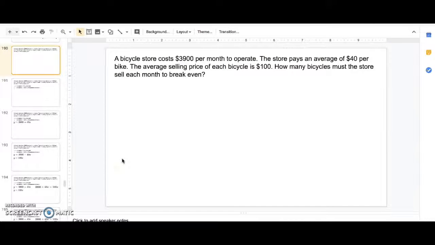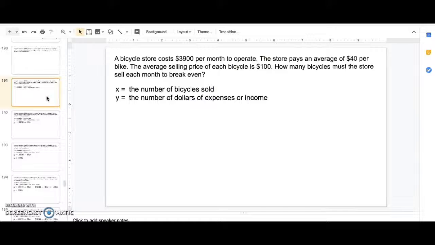Okay, so we need to set up our variables first. We see that we are selling bikes, either buying them or selling them, so we're going to have X represent the number of bikes sold. Also, Y is going to equal both our expenses and our income, depending on our equation, because we have expenses being discussed and we have our income being discussed. Okay, so that's X and Y.